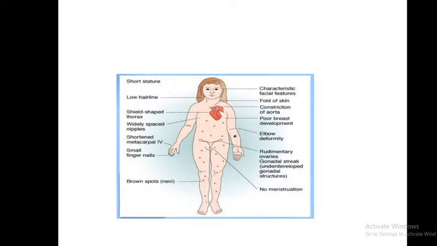So these individuals will be sterile, and they have some round spots on their body. Their fingernails will be very short, with shortened metacarpals, widely placed nipples, and a shield-shaped thorax, the thoracic region, because it's like a shield on the warriors or someone like that. That's a shield-shaped thorax. Overall they have a short, stubby stature.